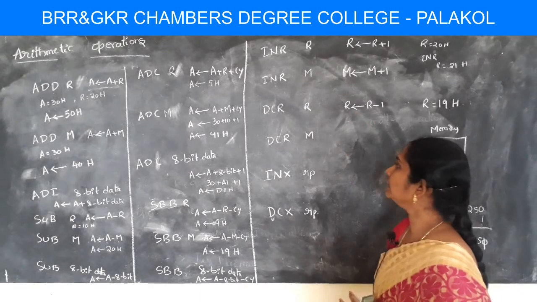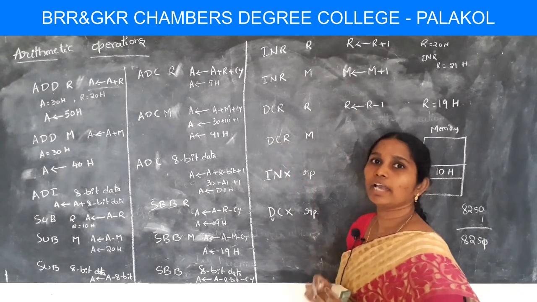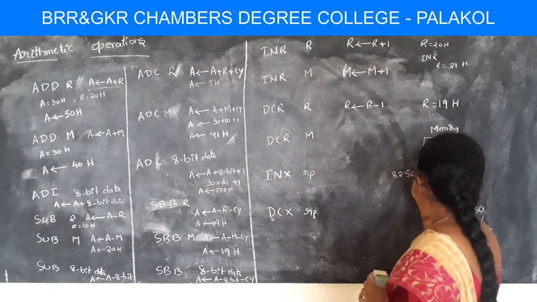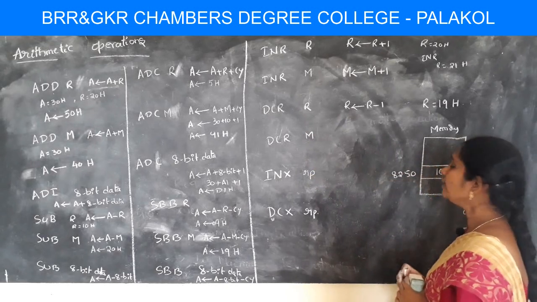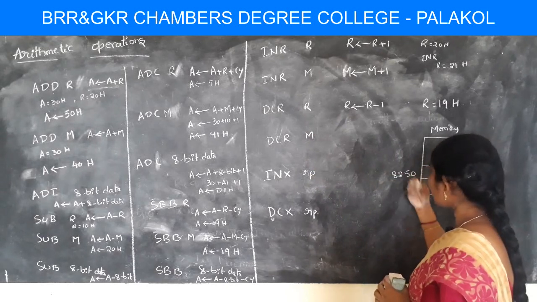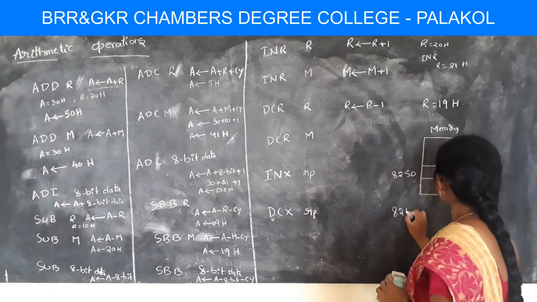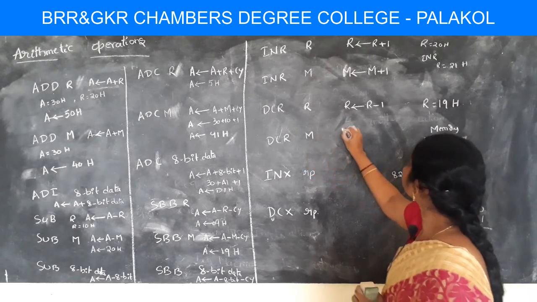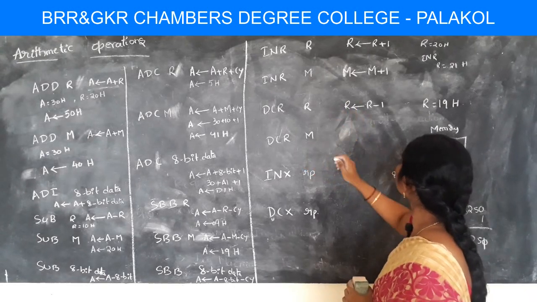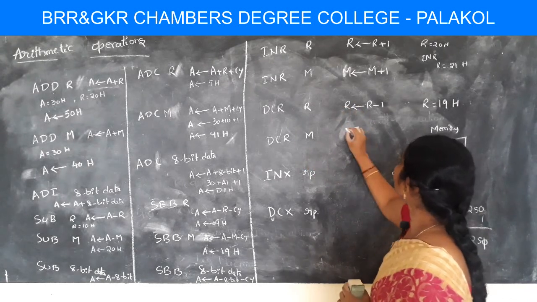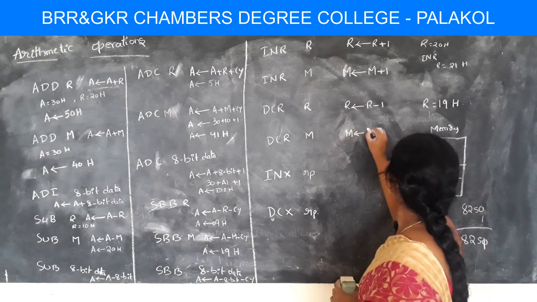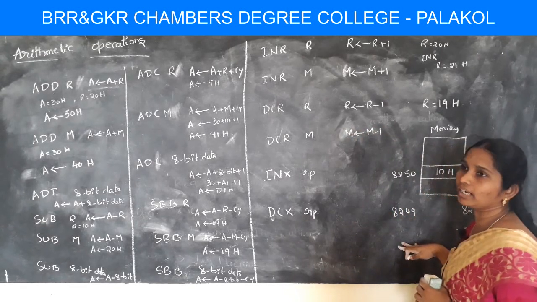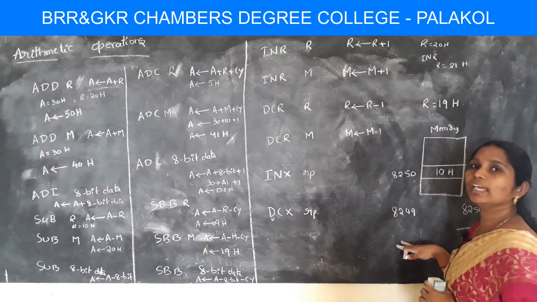And after that, decrement memory. Similarly, I consider this memory location. Decrement memory is nothing but subtract 1, so that is 8249. So this 8249, the meaning of this instruction is decrement by 1. That is, memory is M minus 1. That means the memory location is decremented by 1. That is the meaning of this instruction.